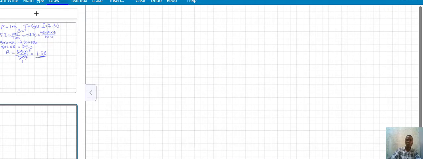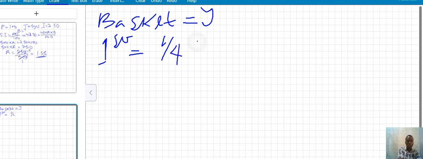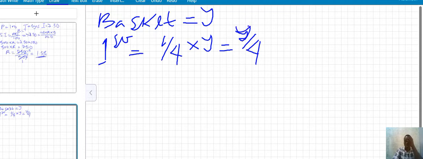Let's go straight to our board. We'll take y, the basket of mango, to be equal to y. Good. Now remember, we are told that the first child has 1 over 4 of the basket. So 1 over 4 of the basket will give us y over 4. That's the share of the first child.